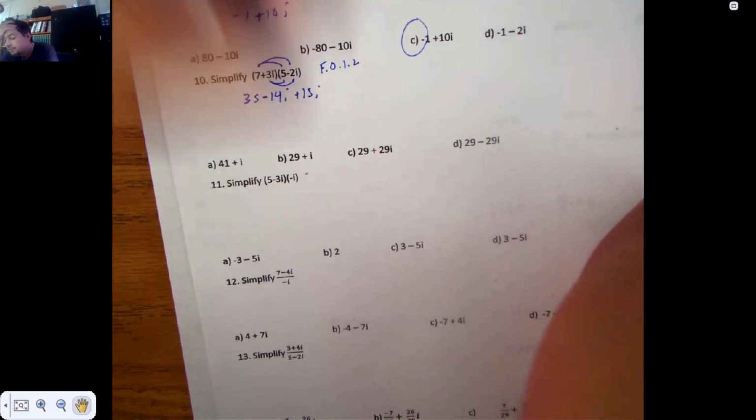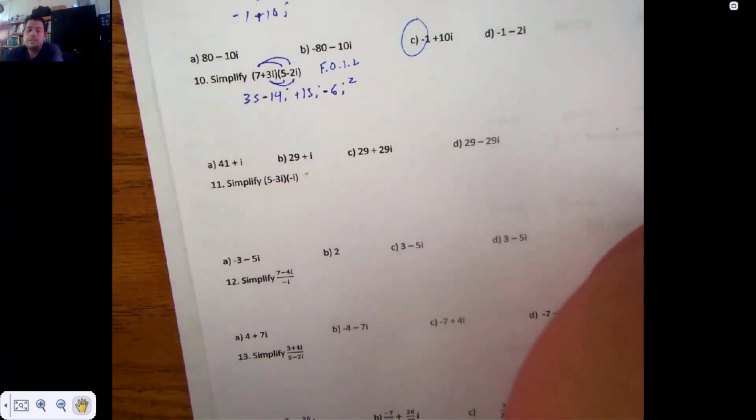Number 10, I'm going to have to FOIL. F.O.I.L. 7 times 5 is 35. 7 times a -2i is minus 14i. 3i times 5 is plus 15i. Of course, I've done this for years and years. I know a lot of kids can't FOIL to save their life. I get it. But it's something that we can all do if we wanted to.